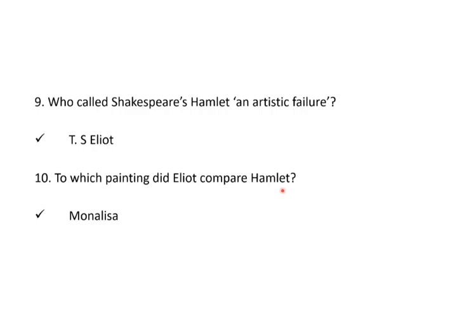So Hamlet is compared to Mona Lisa by T.S. Eliot. These are the major objective type questions based on objective correlative, the phrase explained by T.S. Eliot in his essay Hamlet and His Problems, published in 1919.